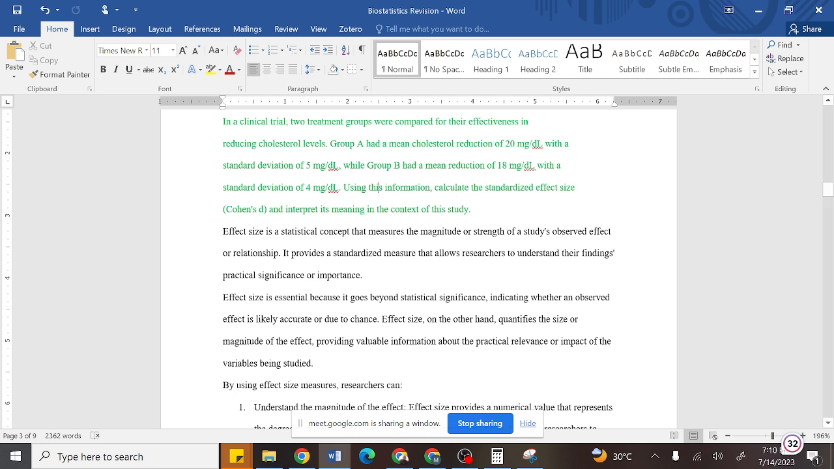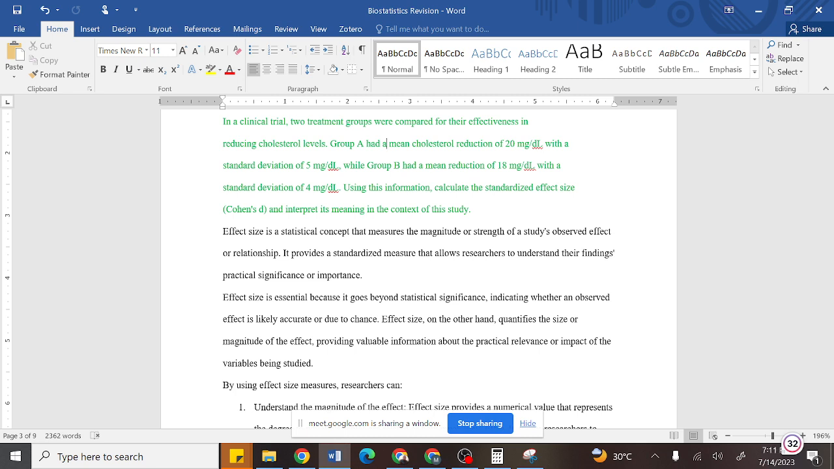Why do we carry out a clinical trial like this? You could say that you have a drug X and drug Y. Both these drugs can reduce cholesterol level, but you want to choose which drug works better in reducing cholesterol level. That's why you do a clinical trial with 2 treatment groups, and then you compare the effectiveness of the drugs in reducing the cholesterol level.